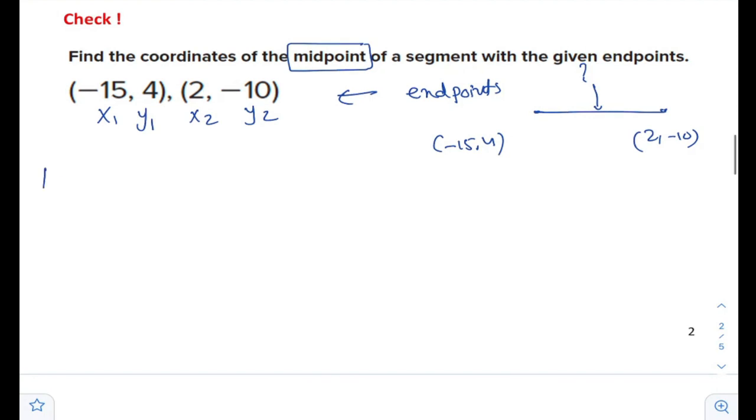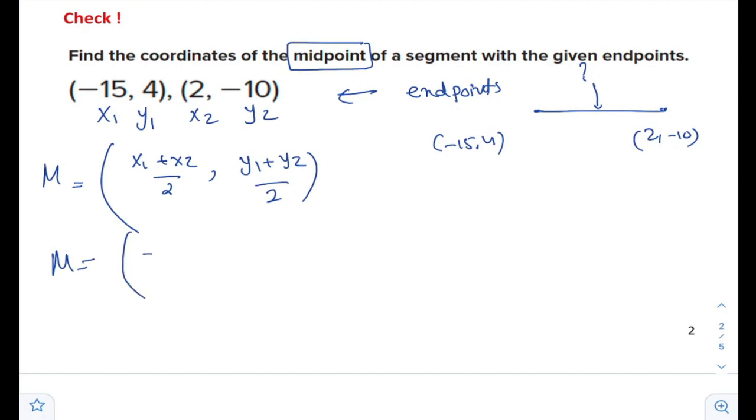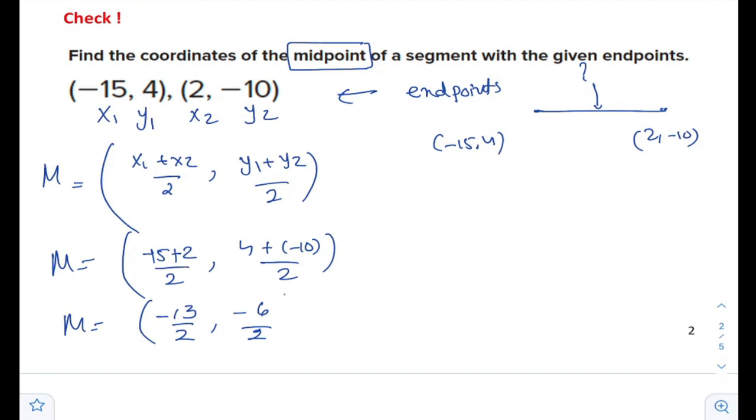So the midpoint, as per the rule, is (x1 plus x2) over 2, (y1 plus y2) over 2. So it is negative 15 plus 2 over 2, and 4 plus negative 10 over 2. And it will be negative 13 divided by 2, negative 6 over 2, which is equal to negative 6.5 and negative 3.